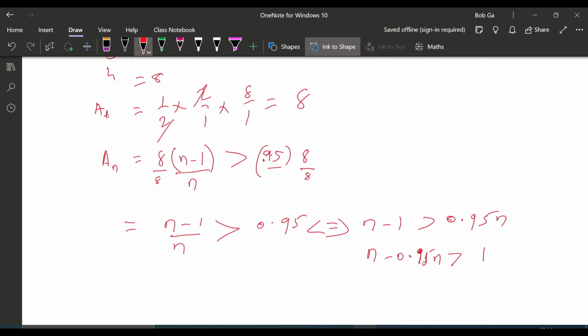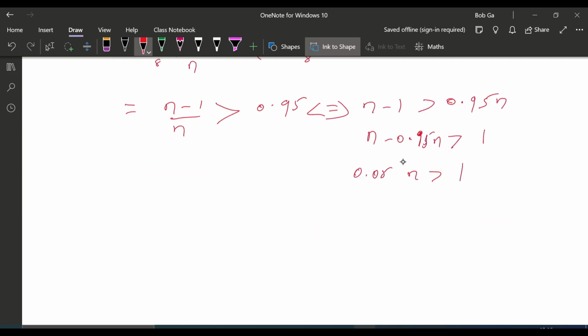So what do we have here? What is n minus 0.95 n? I'm going to have 0.05. Sorry, that was a mistake there. Because 1.00 minus 0.95 gives me, 9 take away 9 is 0, and then our decimal point here. So that's how we get 0.05, not 0.5.